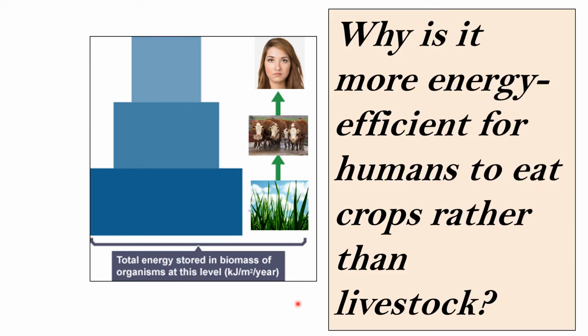Okay, so at the start, one of the learning intentions was talking about the difference between eating livestock and eating crops. So why is it more energy efficient for humans to eat crops rather than livestock? So what do you think? Here's a food chain, a pyramid of biomass, which you hopefully remember from National 5. So the answer: well, if you think about it, energy is lost between each level, each what's called trophic level in the food web or the food chain. So if you eat the crops directly, then there's going to be less energy lost.